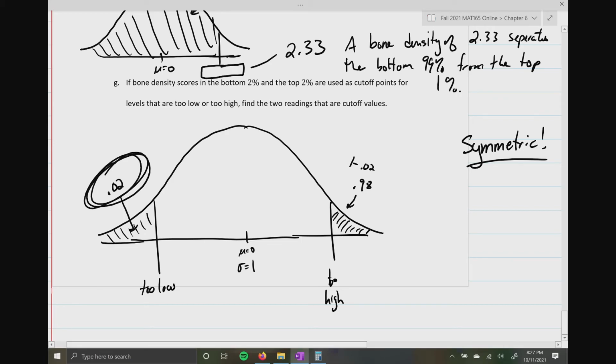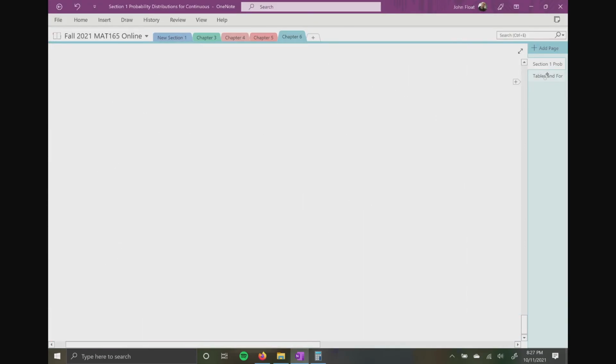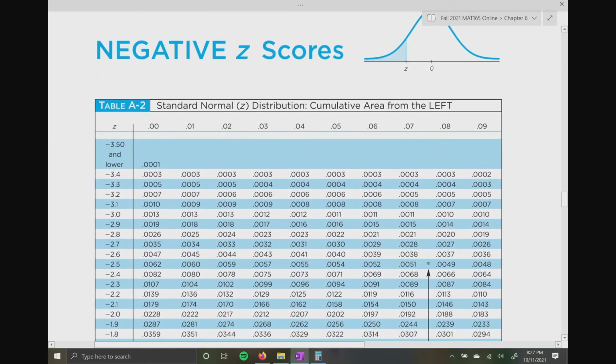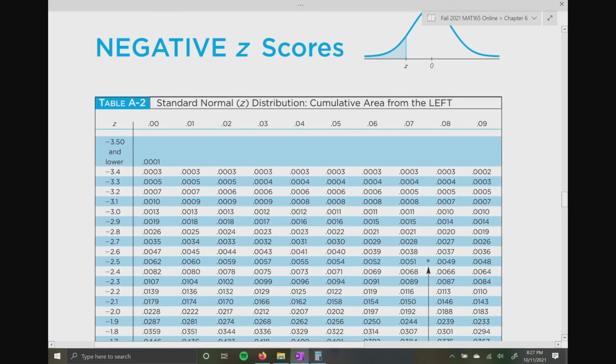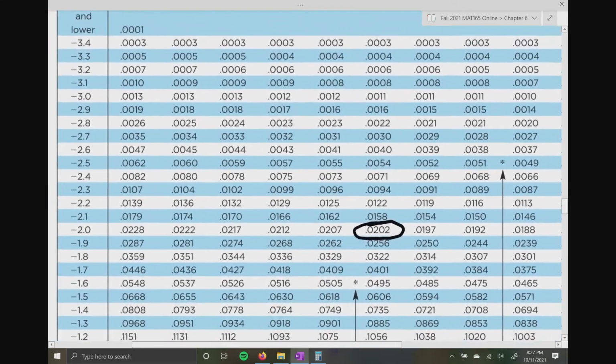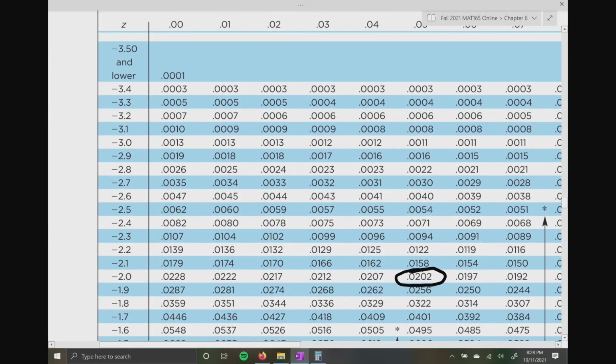So I'm going to go ahead and use the table. All right? And since this is 0.02, we know that's negative. It's on the left-hand side of 0. So what I need to do is go ahead in the body of this table and find 0.02. All right? Now, remember, you're looking for 0.02. So that's going to occur right about here. All right. Notice right here, and I'm going to zoom in here for us. Notice that says 0.0202.